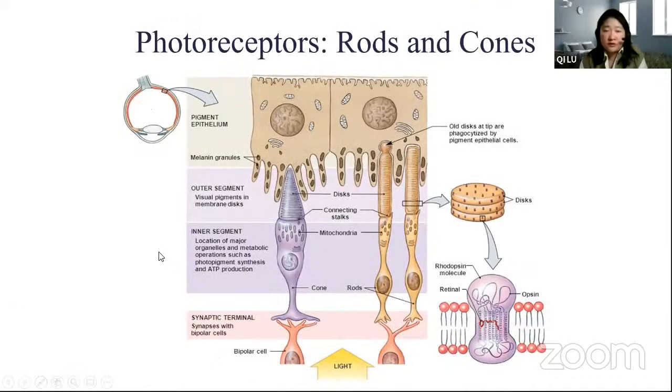Here is a diagram of the rod and cone photoreceptors. Rods and cones both have several specialized functional sub-areas, like the outer segment. The cone's outer segment looks like a cone, and the rod photoreceptor is longer and has more discs. The outer segment is embedded into the pigment epithelium, and the ligand, the retinol, is recycled between the pigment epithelium and the photoreceptor.